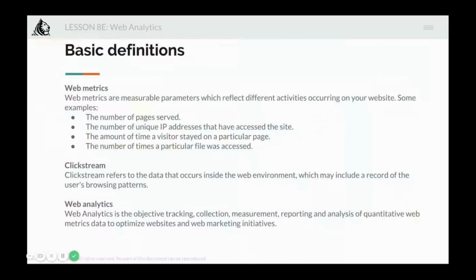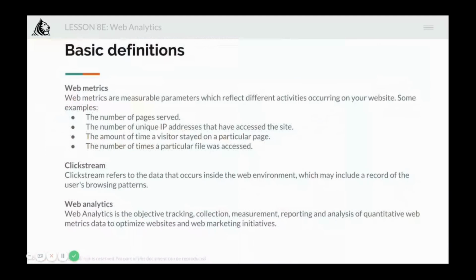So what are the basic definitions? Before we dive deep, let's understand what web metrics are, what clickstream is, and what web analytics is exactly. Web metrics are measurable parameters which reflect all the different activities occurring on your website. Some examples are number of pages served, number of unique IP addresses, the amount of time a particular file was accessed or a button was clicked.